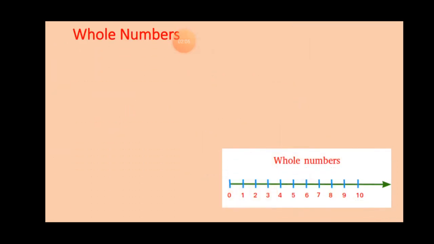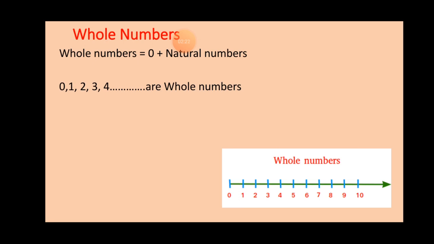Now let us learn about whole numbers. So children, whole numbers are those numbers which are obtained by including counting numbers along with the number 0 in it. So numbers like 0, 1, 2, 3, 4 and so on are called whole numbers.